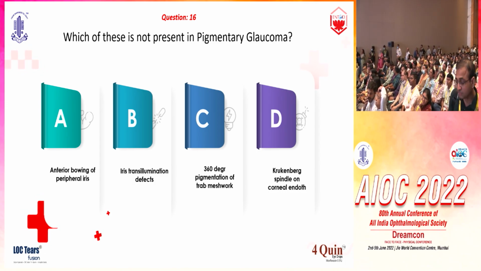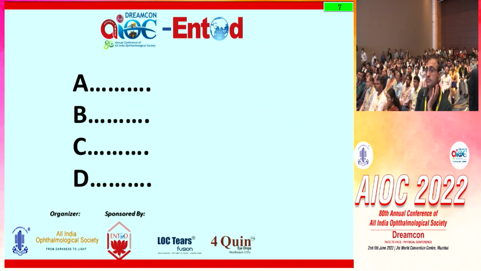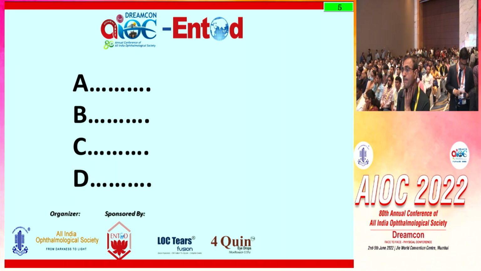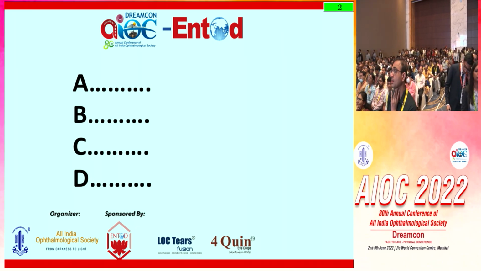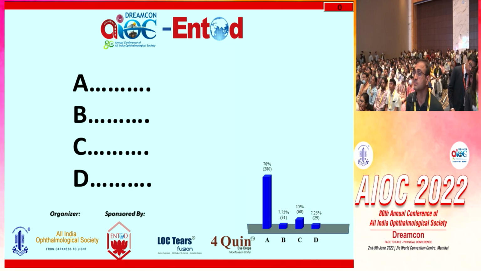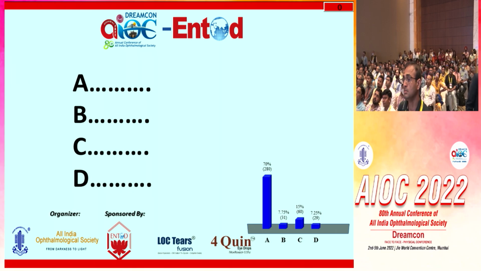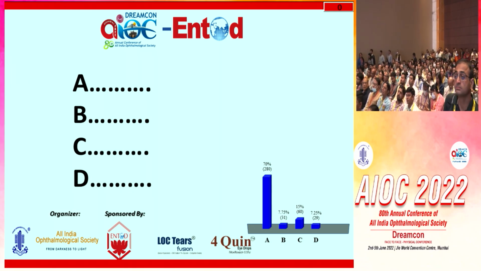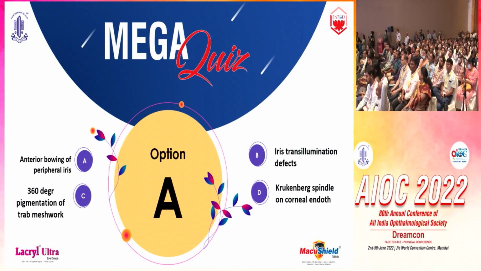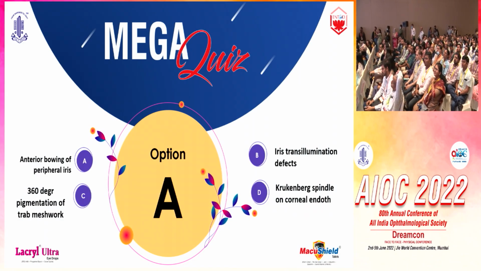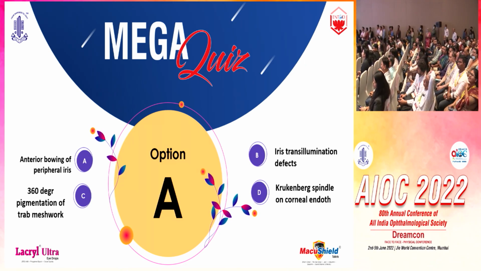And I think the answer is fairly obvious. Yes, I'm glad that all of you got that right. It's the posterior bowing in pigmentary glaucoma. If you take a B-scan, you get the classical posterior bowing of the iris, not an anterior bowing of the iris. And it was option A, anterior bowing, which was false. Next.